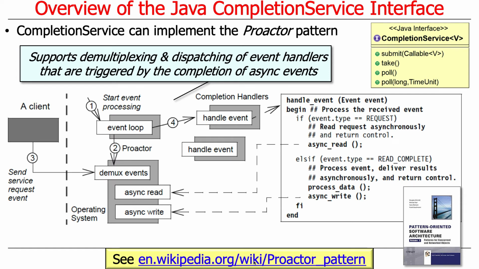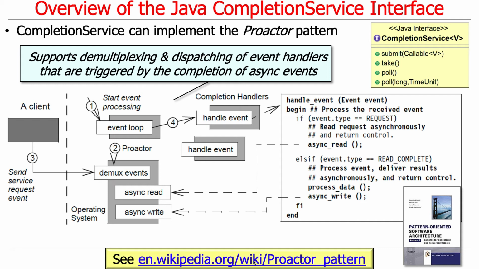You can use the completion service interface and, of course, by extension, the executor completion service class, which is what implements the framework, to implement the proactor pattern. And the proactor pattern is another POSA 2 pattern. I documented this pattern probably in 1996 or so, I think, and that showed up in the POSA 2 book. And basically what this pattern allows you to do is it supports the demultiplexing and dispatching of event handlers that are triggered by the completion of asynchronous events.